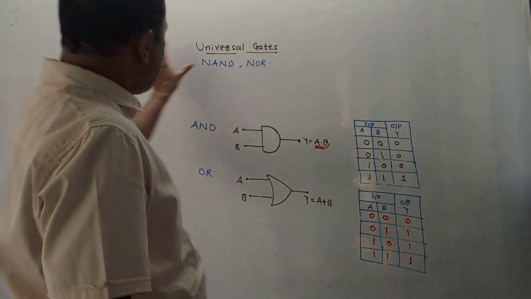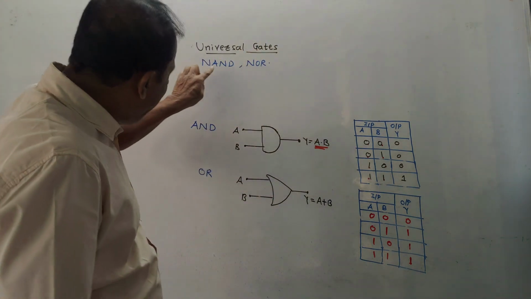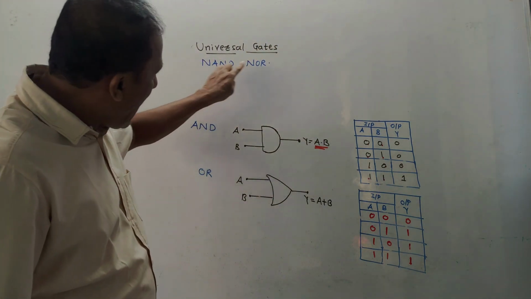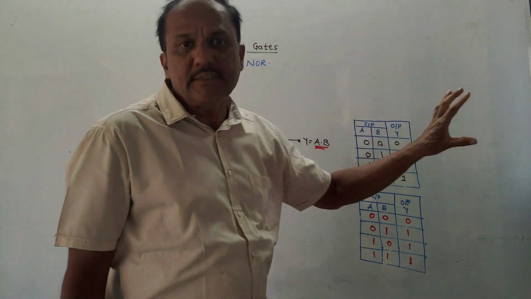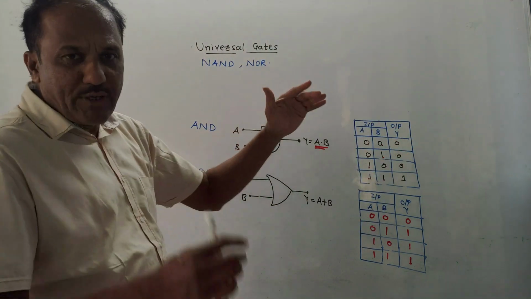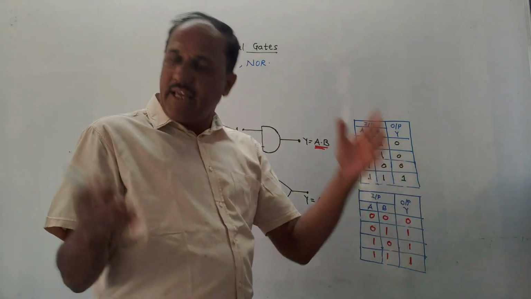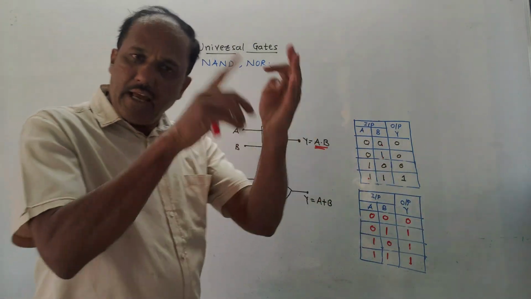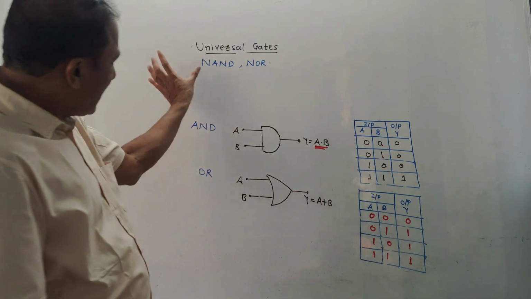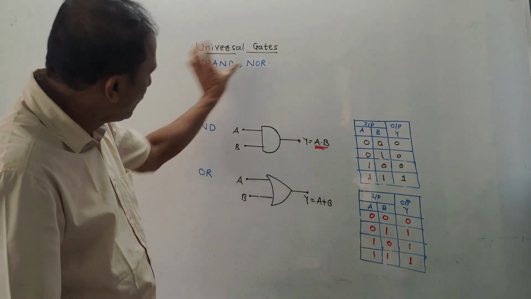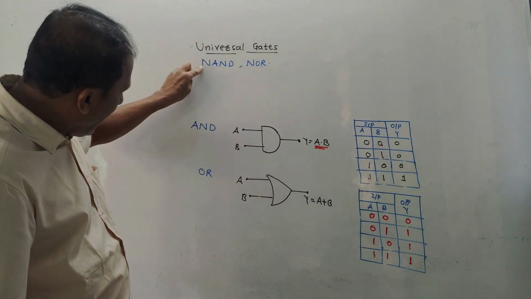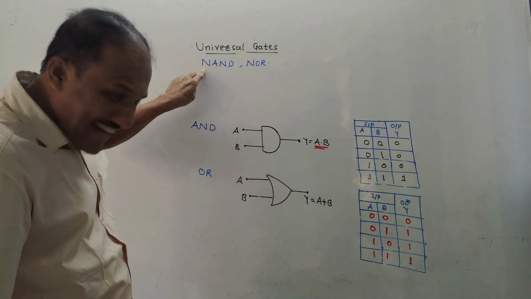Next is universal gates. These gates are NAND gate and NOR gate. These are known as universal gates because by using these gates we can implement any basic gate like NOT gate, AND gate, and OR gate. So these are known as universal gates because we can implement the basic gates by using those gates.